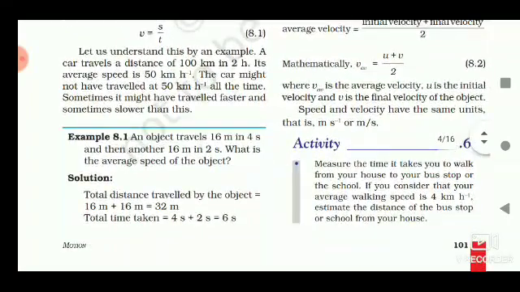There is an activity that you have to do. Activity 8.6: measure the time it takes you to walk from your house to your bus stop or the school. If you consider that your average walking speed is 4 km per hour, estimate the distance of the bus stop or school from your house. For this you have to measure the time, and speed is given, and if you multiply speed and time you will get the distance.